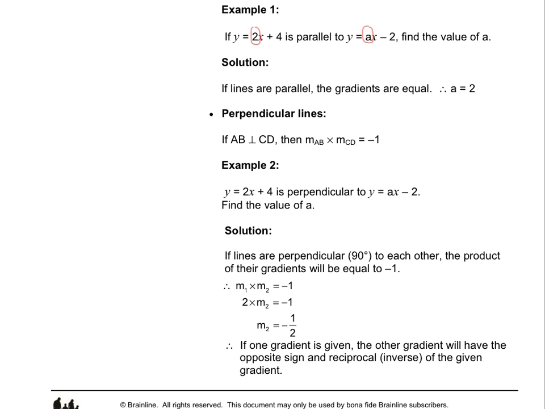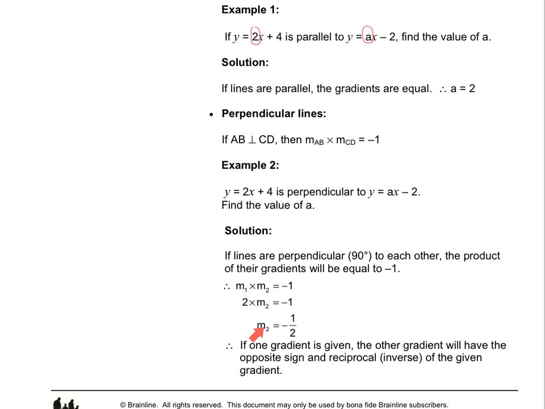For perpendicular lines, we know that the product of the two gradients of the lines has to be equal to minus 1. So if we have y equal to 2x plus 4 perpendicular to y equal to ax minus 2, and we have to find the value of a, we will multiply the two gradients with one another to be equal to minus 1. So we know for the first equation the gradient is 2 multiplied by the gradient of the second equation, which is a. The product has to be equal to minus 1.